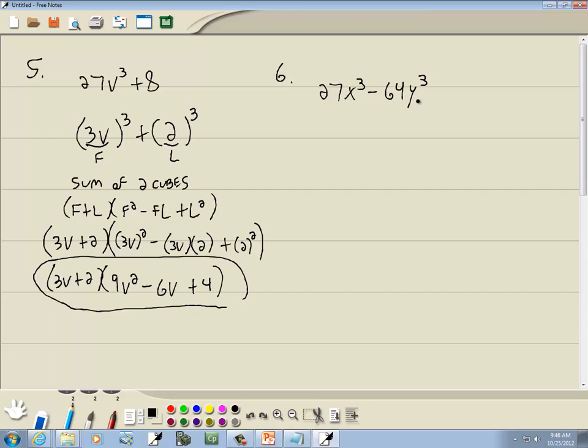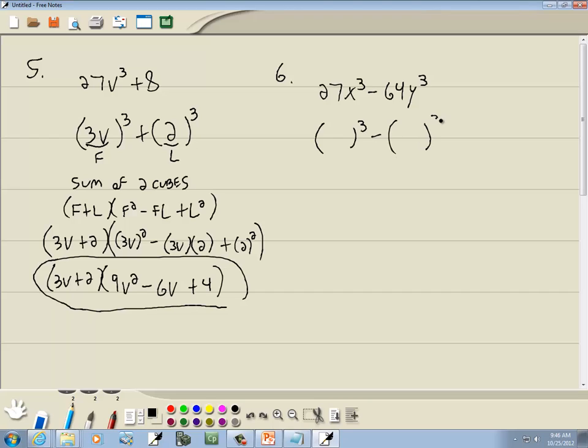What times itself gives you y to the third? Nothing. It fails. Nothing times itself gives you 27. So that fails. So then we go on. Our sixth method says difference of two cubes. Well, let's try that. Difference of two cubes, two terms with a minus between them.